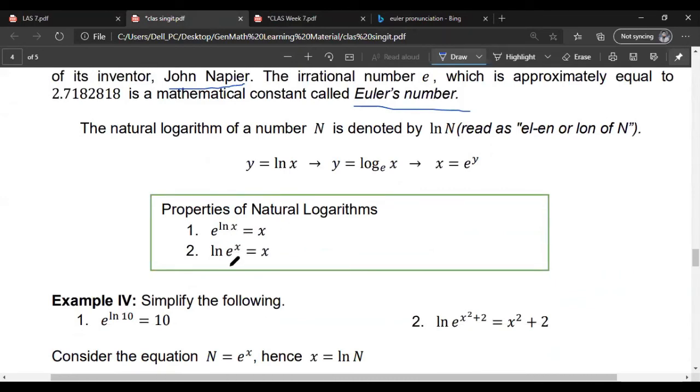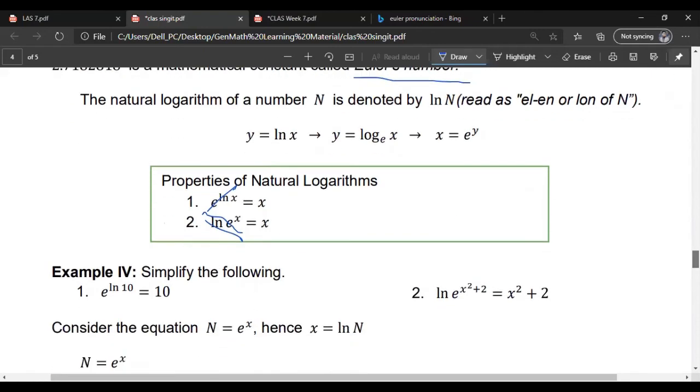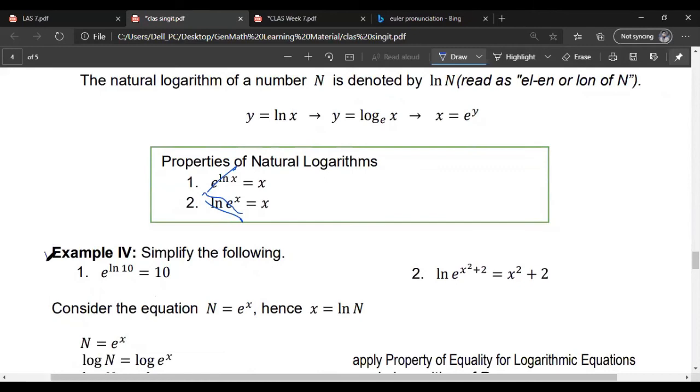It could be e raised to ln x is equal to x. So, it just cancels when it is like that. Or ln of e raised to x is equal to x. These come from the basic properties of logarithms earlier. Okay? Example number 4, to simplify the following.